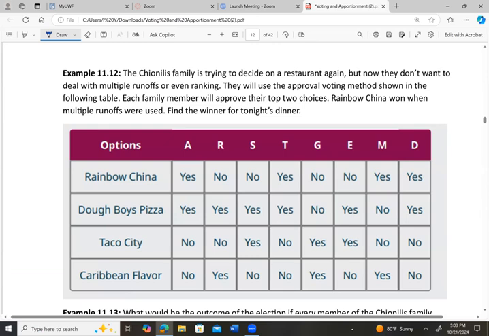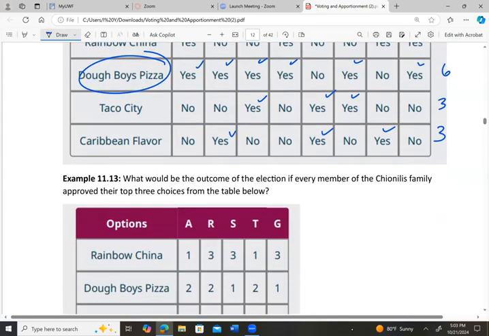So how many yeses does each restaurant have? 1, 2, 3, 4. 1, 2, 3, 4, 5, 6. 1, 2, 3. 1, 2, 3. So what would be the outcome of this election? It would be Doughboy's Pizza.